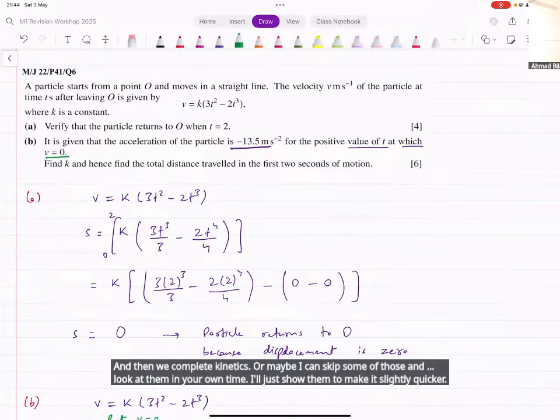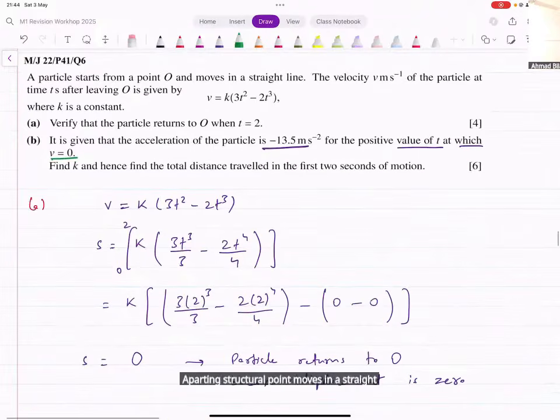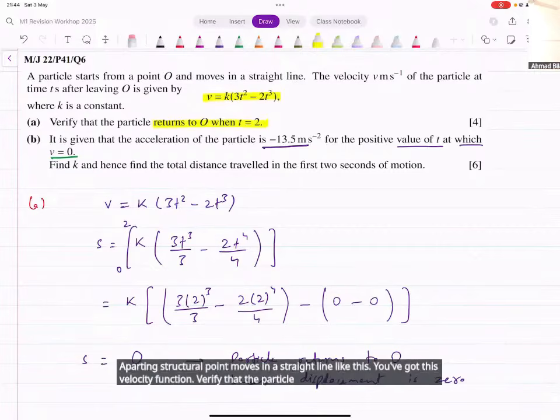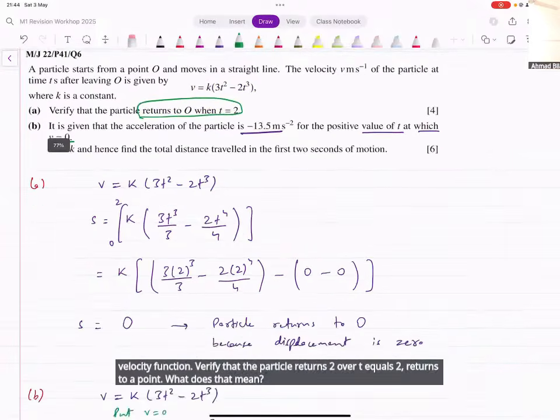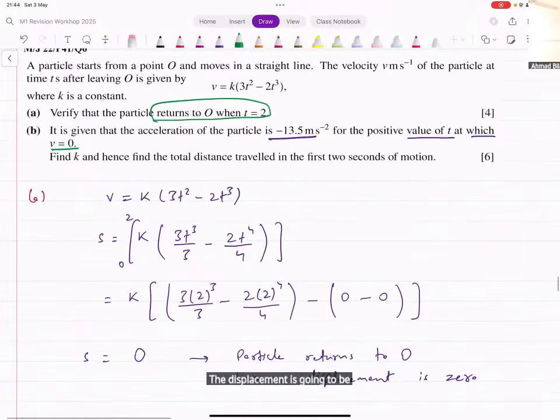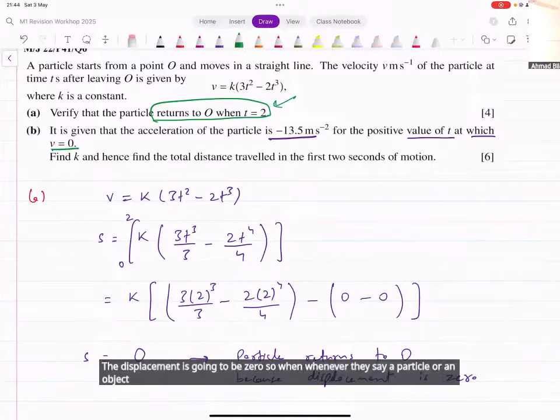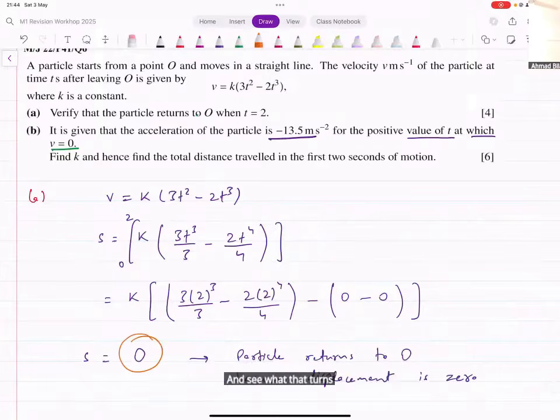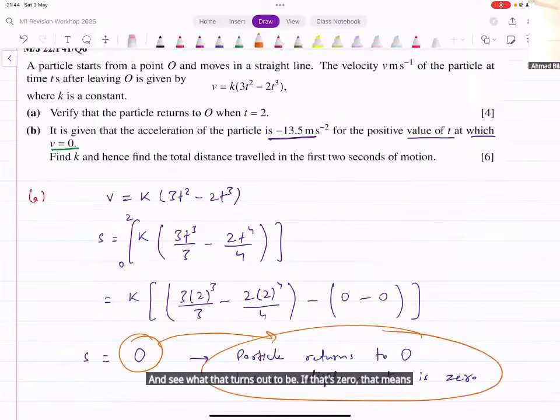A particle starts from O and moves in a straight line like this. You've got this velocity function. Verify that the particle returns to O when t equals 2. Returns to a point. What does that mean? The displacement is going to be 0. So whenever they say a particle or an object returns to its starting point, that means displacement should be equal to 0. So how do you do that? You find the displacement value when time goes from 0 to 2 and see what that turns out to be. If that's 0, that means the particle returns to the starting point.